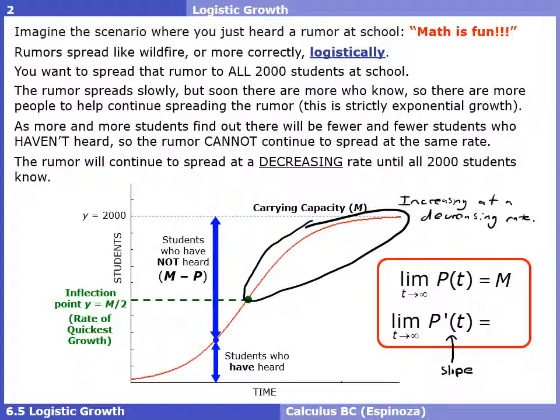Well, you'll notice that graph is kind of leveling out, and it's getting flatter and flatter and flatter. So the slope of that graph is approaching a slope of 0. So the limit of the derivative of this graph as t approaches infinity would be equal to 0, because the slope is eventually leveling off to become 0 as we approach that carrying capacity.